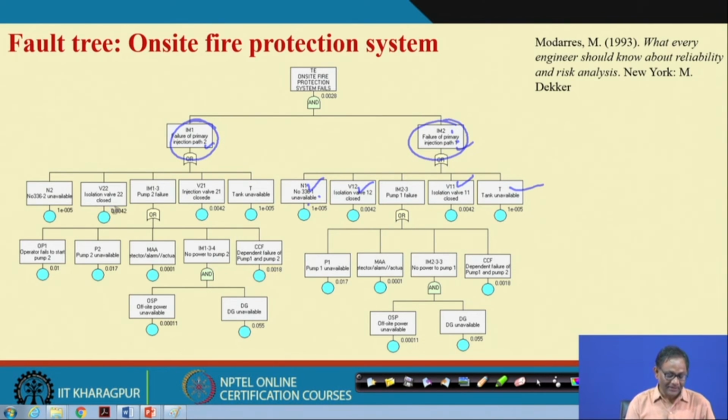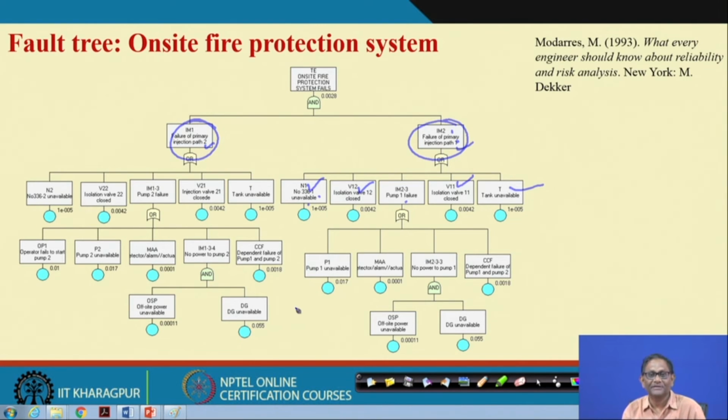And similarly here, but both pumps are identical. So, for the pump failure, you will find that there will be common cause of failure. Getting me? There will be a common cause of failure, because the pumps are identical. So, it may be a situation where there are certain causes which cause pump 1 to fail as well as pump 2 to fail.